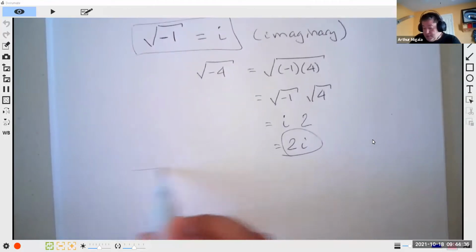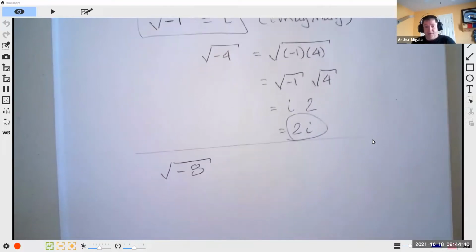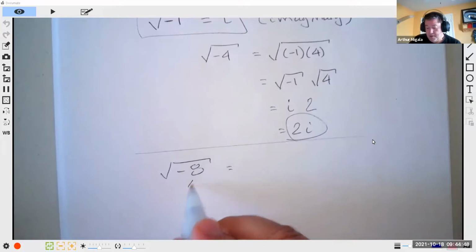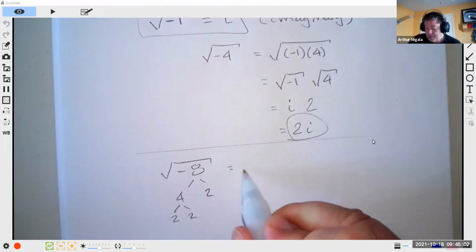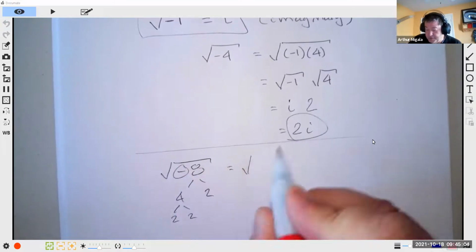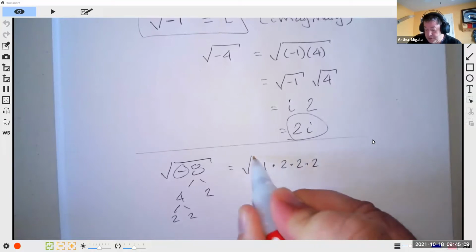All right. So, if we had square root of -8, we know 8 is made up of 4 times 2, and 4 is 2 times 2. And then the negative out in front of it. So it's -1 times 2 times 2 times 2.